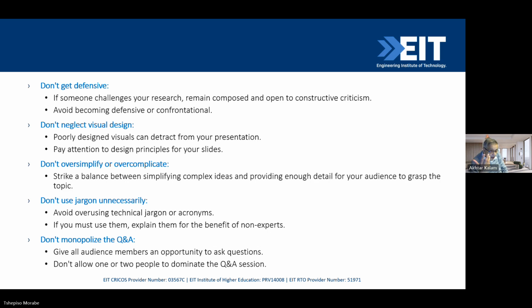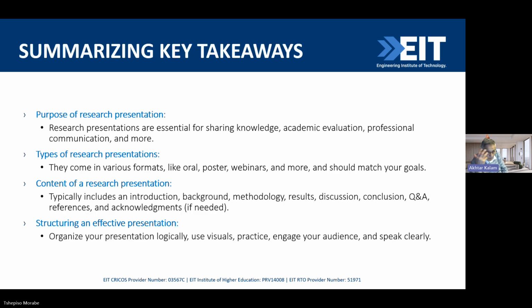So I want to summarize what I've done. I've been talking about the purpose of research presentation. So this is where you want to share your knowledge. You want to have an academic evaluation, and you want to do professional communication and others. Types, I've given you all the various types, the oral, the posters, the webinars, etc. What are the contents? I've talked about introduction, background, methodology, result, discussion, Q&A sessions, references, and acknowledgement. Structure: organize it logically, use visuals if possible, practice, engage your audience, and speak slowly and clearly.